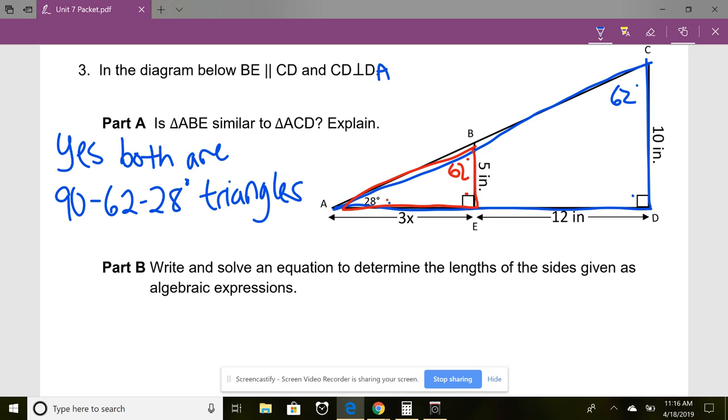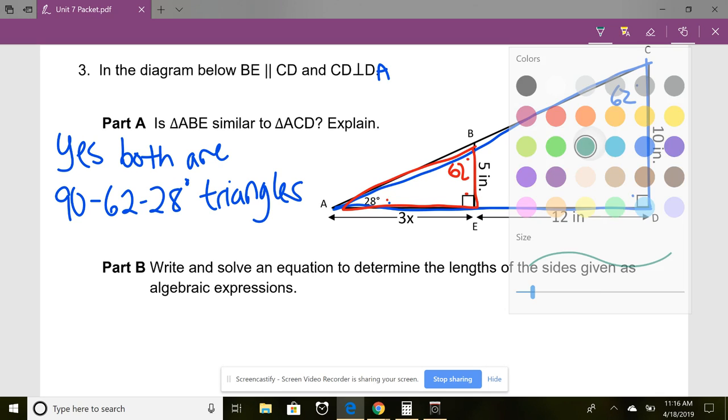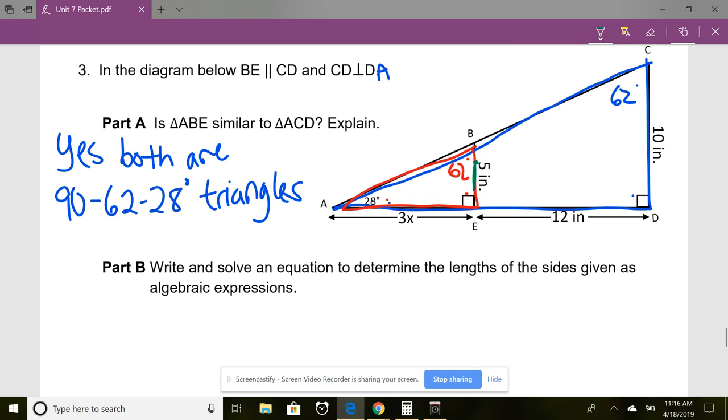All right, now figuring out the sides. Again, I'm comparing the small triangle with the big triangle. We have to see a pair of similar sides that are labeled in the small triangle and the big triangle. So the pair of similar sides, when I'm going to use my proportion, are this side right here, the 5 inches and the 10 inches. Those are the pairs of similar sides of the small triangle and the big triangle. So those are going to be part of my proportion.